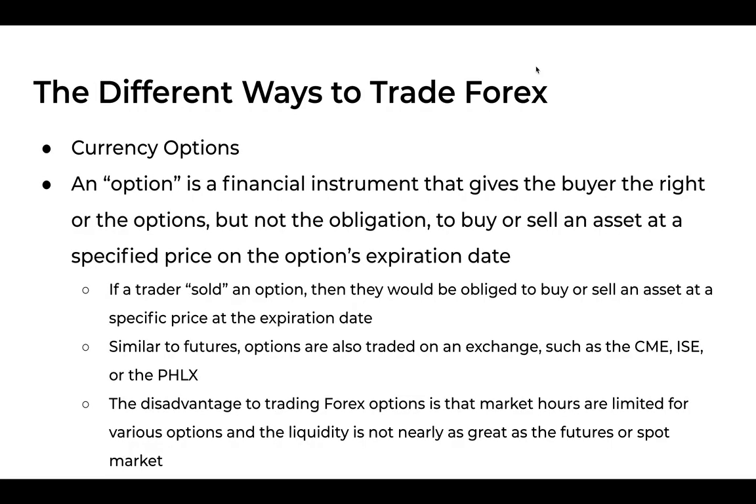Currency options. An option is a financial instrument that gives the buyer the right, but not the obligation, to buy or sell an asset at a specified price on the option's expiration date. If a trader sold an option, then they would be obliged to buy or sell an asset at a specific price at the expiration date. Similar to futures, options are also traded on an exchange, such as the CME, ISE, or the PHLX. The disadvantage, of course, to trading Forex options is that market hours are limited for various options and the liquidity is not nearly as great as the futures or spot market.